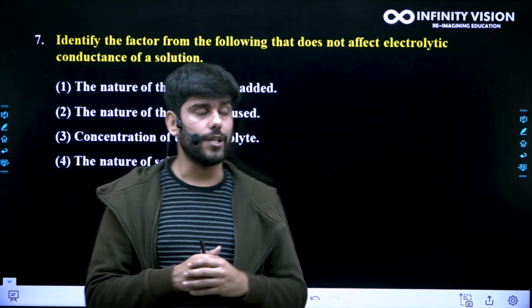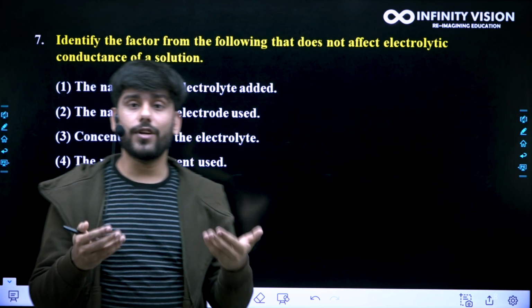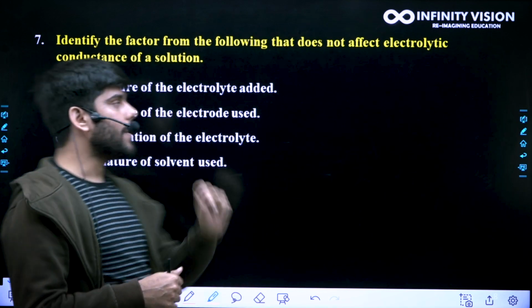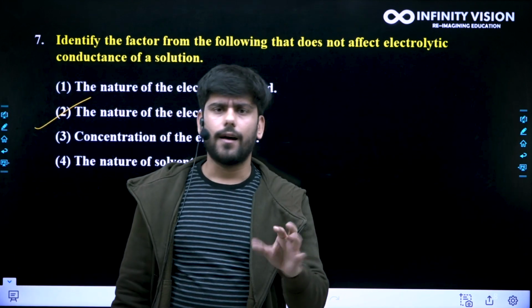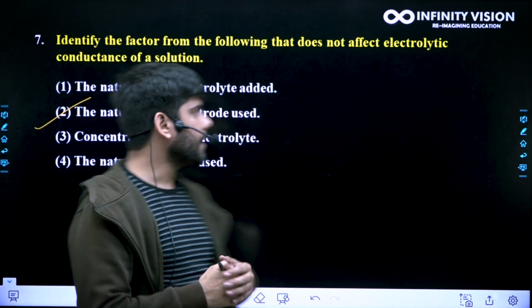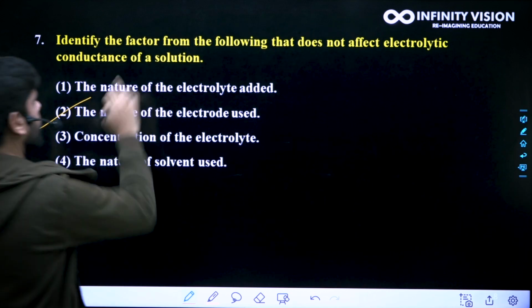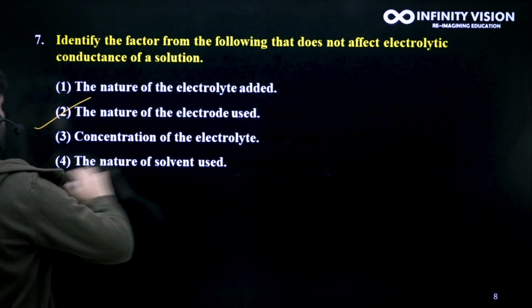Also its viscosity. And it depends upon the concentration of the electrolyte, but it does not depend upon the nature of the electrodes used, right? Again, a theory-based question from NCERT only. Okay, so second is the right answer. Let us move to the next question.